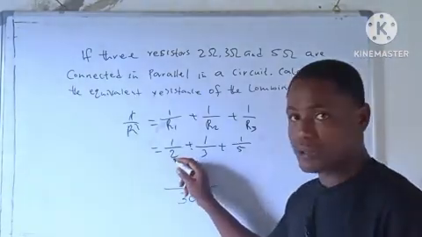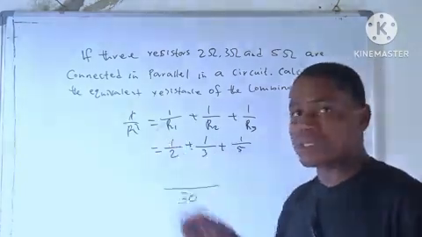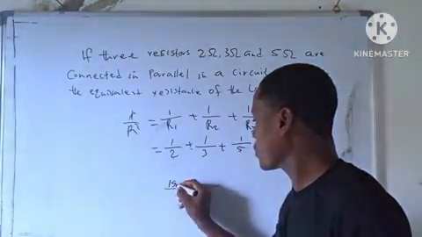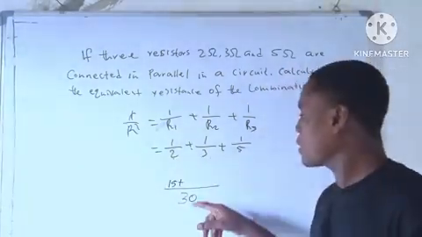30 divided by 2 is what? Is 15. 15 times 1 is 15. So you write 15 plus. Let's come to the second one.